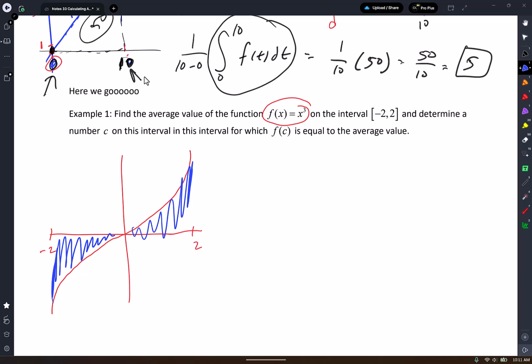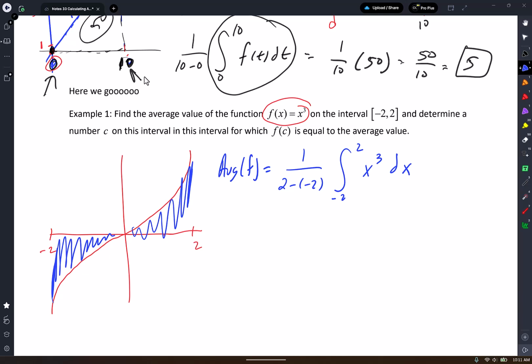Now, you could have also proved it mathematically by doing this: 1 over, what's my interval? 2 minus -2, integral from -2 to 2 of x cubed dx. Shouldn't we be establishing the average of f? Yeah, I should. That's good habits, like how when you're finding limits, we would always write the word limit. Yeah, I should write average of f.